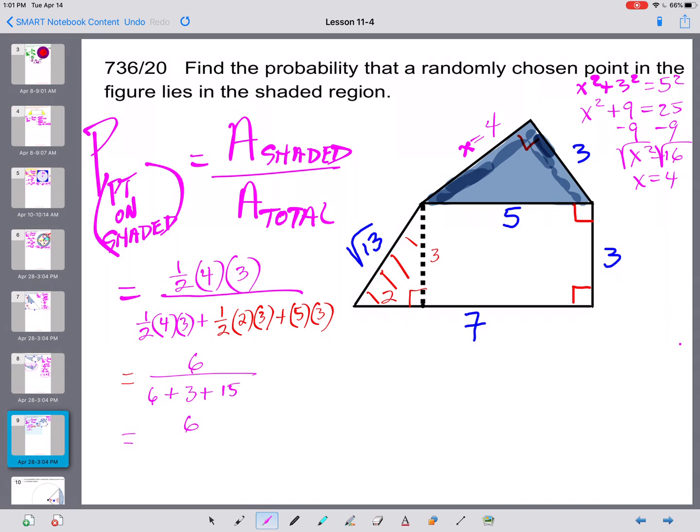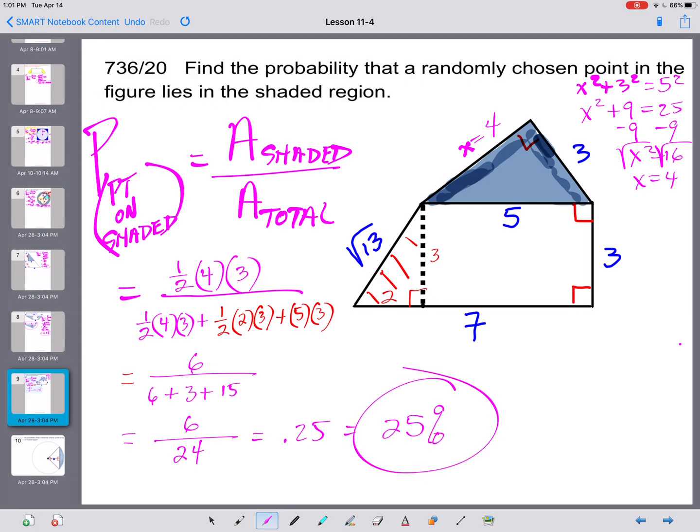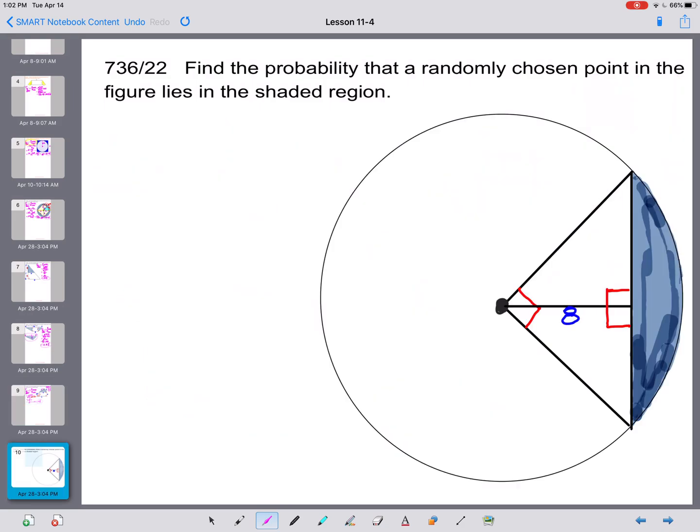So we've got 6 over 24. Yep, that's 24. Okay, great. Hey, 6 over 24, what is that? Yeah, that's 0.25. As a percentage, that's 25%. Good. Let's go to our last one here. Here we go. Problem 22.